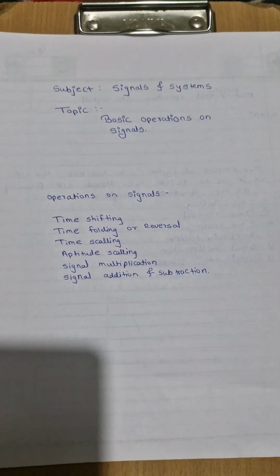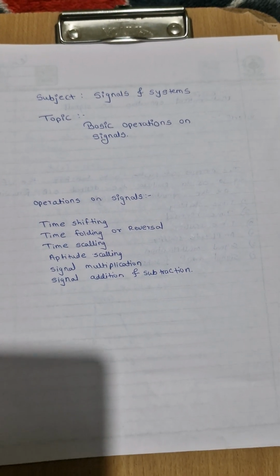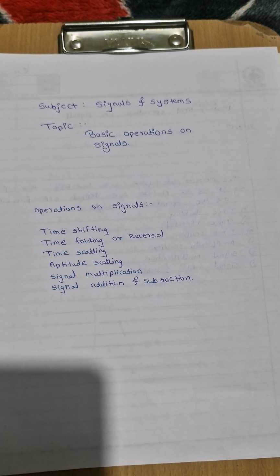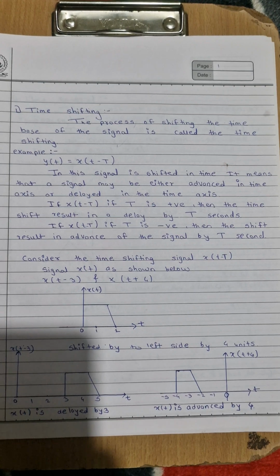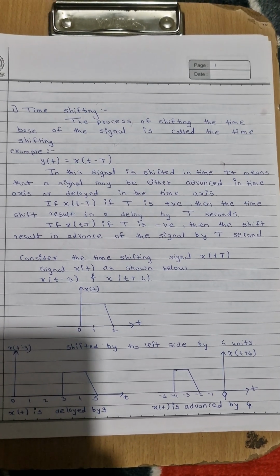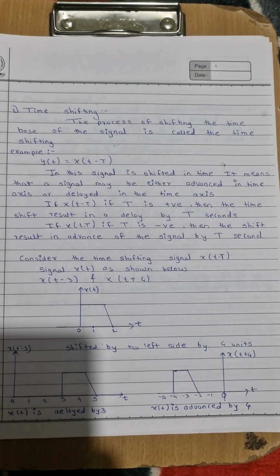The operations on signals are: time shifting, time folding or reversal, time scaling, amplitude scaling, signal multiplication, signal addition and subtraction. First one is time shifting. The process of shifting the time base of the signal is called time shifting.